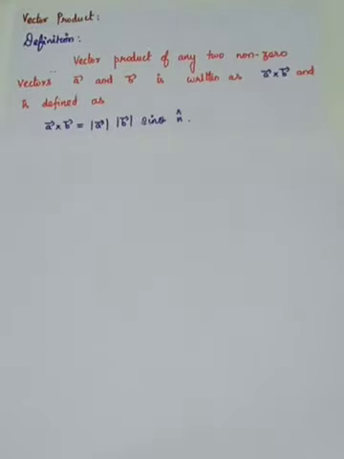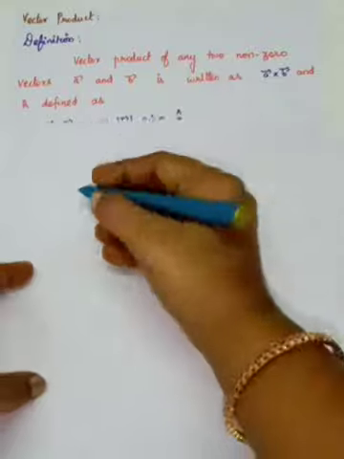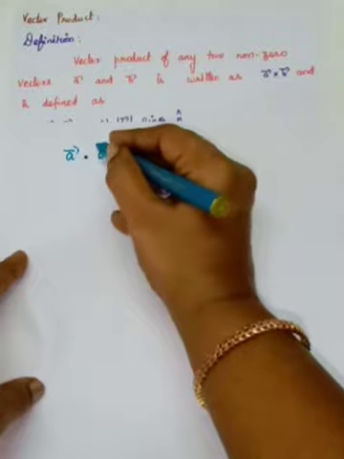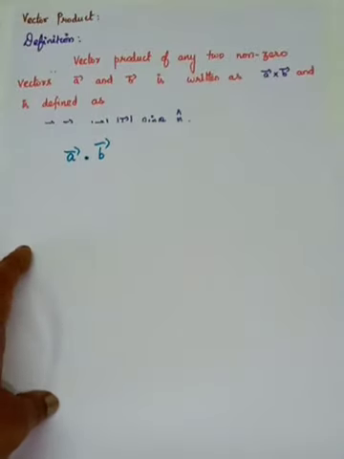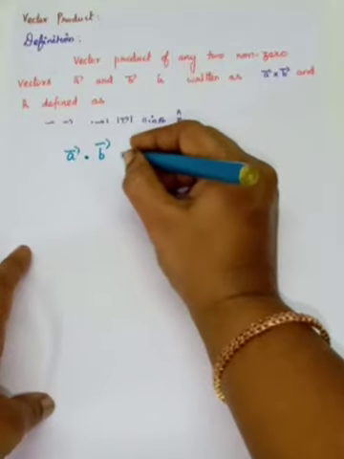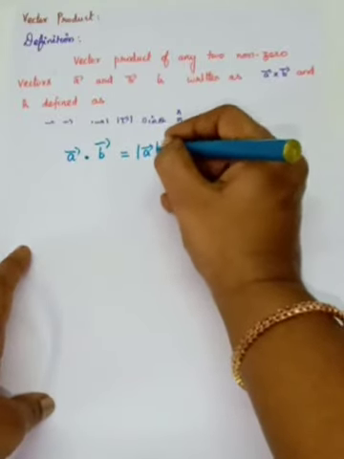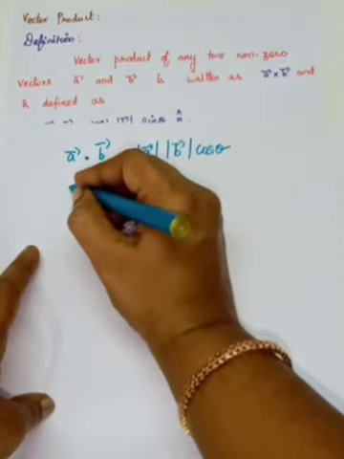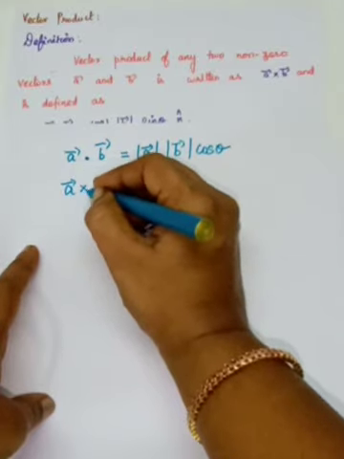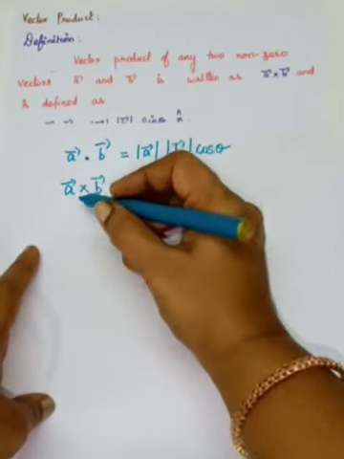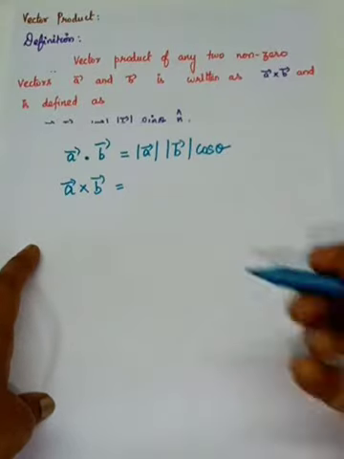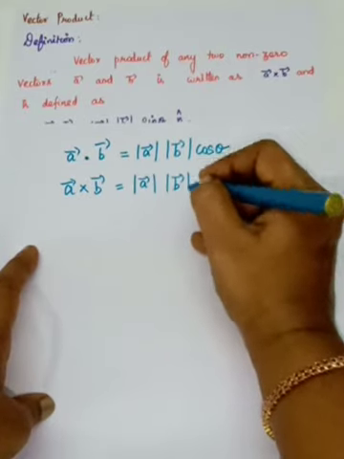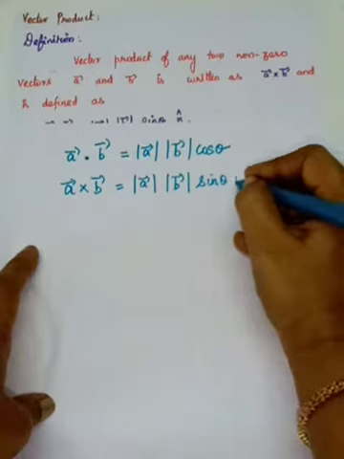In the previous class we have seen the scalar product of two vectors. How is it denoted? A vector dot b vector. That's why the scalar product is called the dot product. Its definition is modulus of a vector modulus of b vector cos theta. Today we are going to see the cross product, a vector cross b vector. It is defined as modulus of a vector modulus of b vector sin theta n cap.